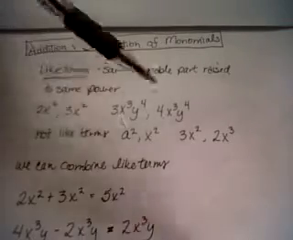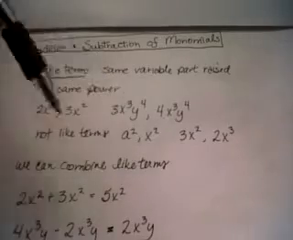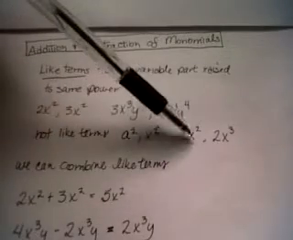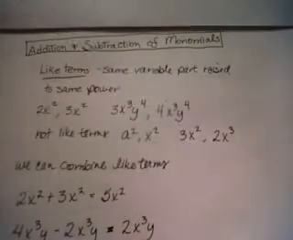Now here is an example of not like terms. a squared, x squared. They both have the same power, but they have a different variable, so they're not like terms. 3x squared, 2x cubed. They both have the same variable, but their powers are different, so these are not like terms.